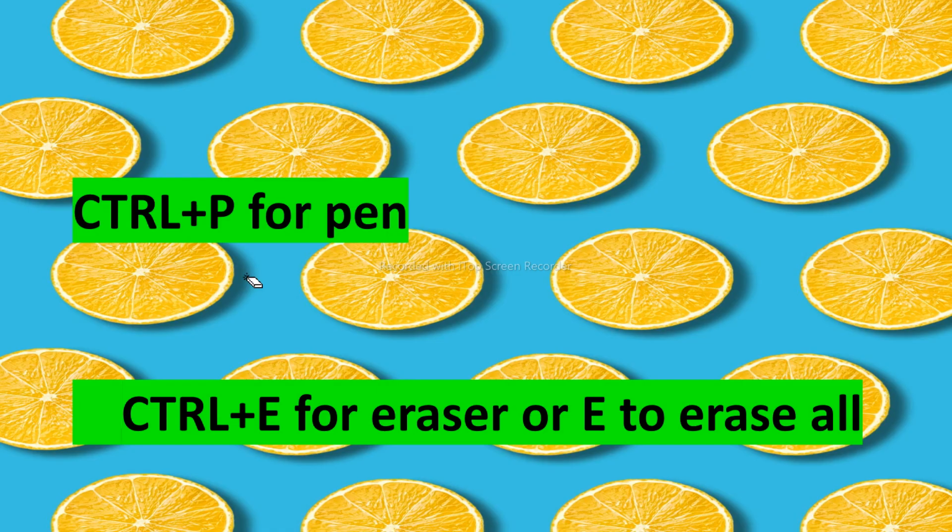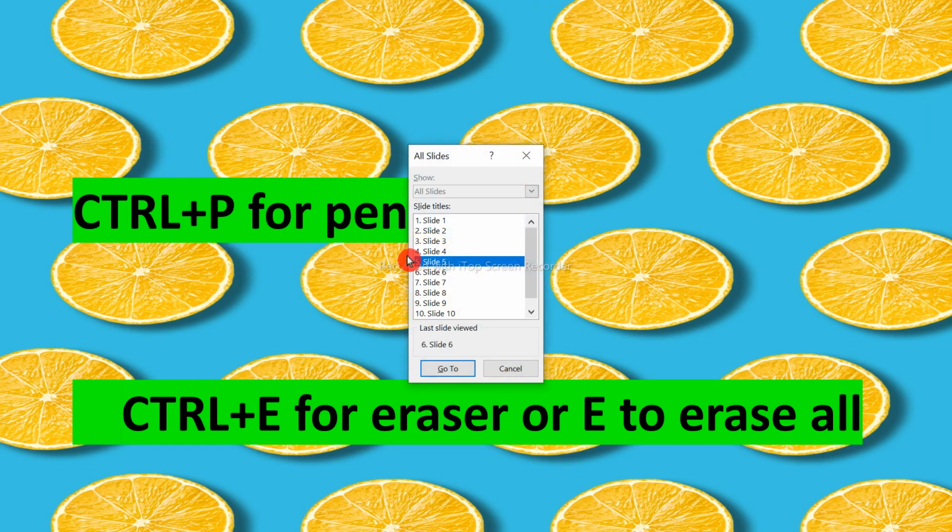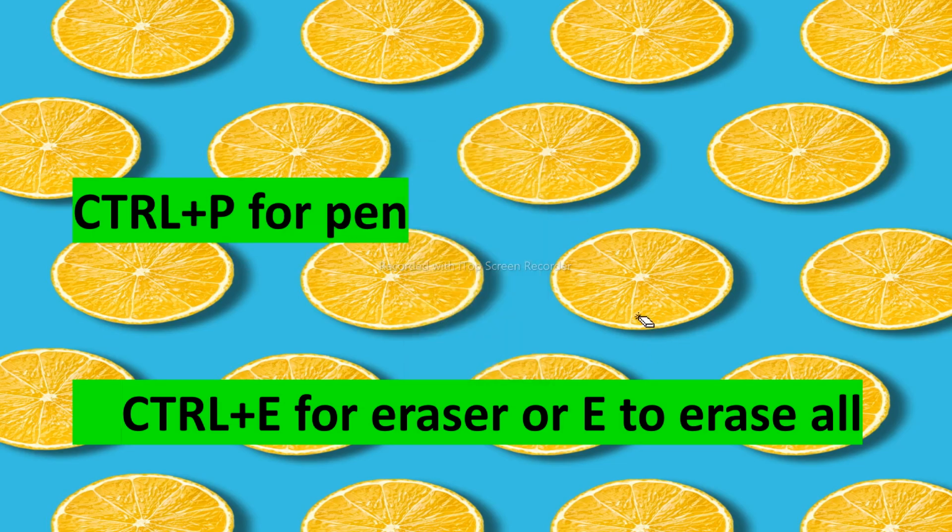Now we have seen how to use Control P for pen, Control E for eraser, or E to erase all.